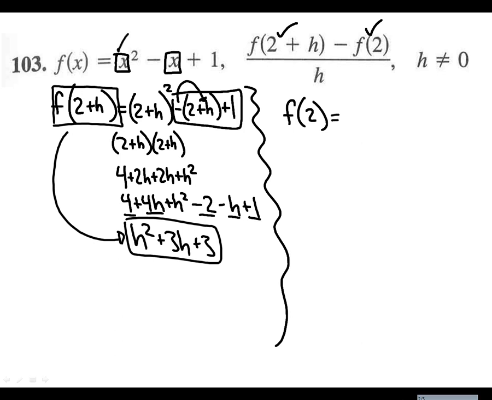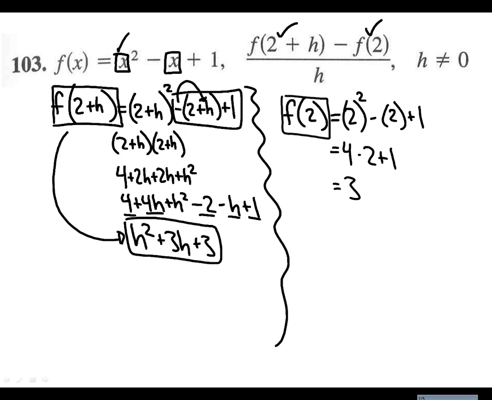First thing, again, plug in our x. In this case, it's 2 squared minus 2 plus 1. So this is going to equal 4 minus 2 plus 1, which is 2 plus 1 is 3. So f of 2 equals 3. Alright, we have our two individual parts. We know what this is. We know what f of 2 is.